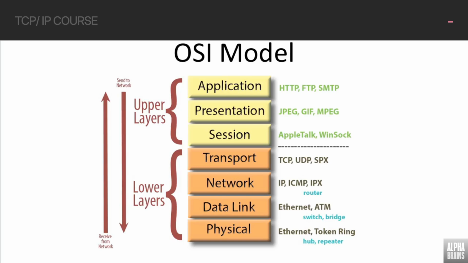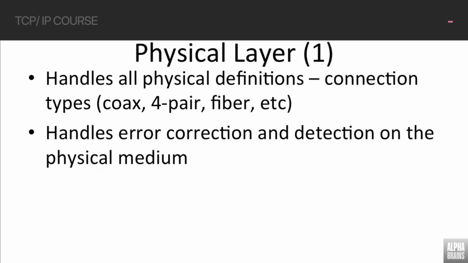We're starting from the bottom. The physical layer is really all about the physical definitions, not surprisingly. So we're talking about connection types: coax, 4-pair, fiber, etc. The physical layer handles error correction and detection on the physical medium.